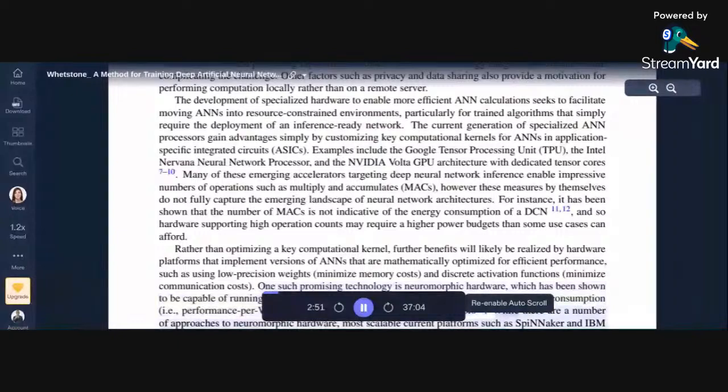While there are a number of approaches to neuromorphic hardware, most scalable current platforms such as SpiNNaker and IBM TrueNorth achieve low power performance by coupling spike-based data representations with brain-inspired communication architectures. For spiking neuromorphic hardware to be useful, however, it is necessary to convert an ANN, for which communication between artificial neurons can be high precision, to a spiking neural network, SNN.